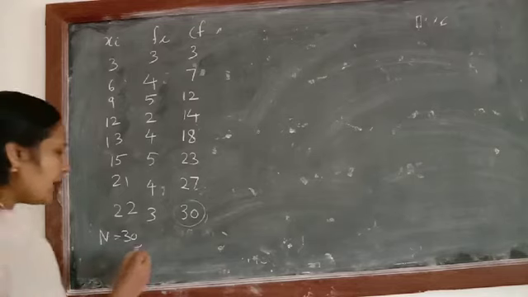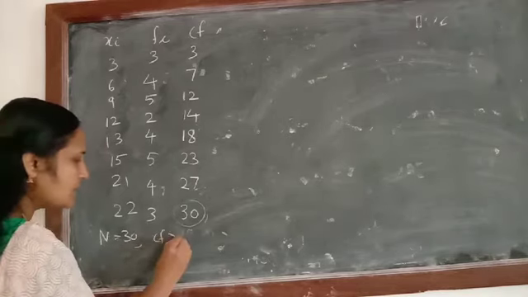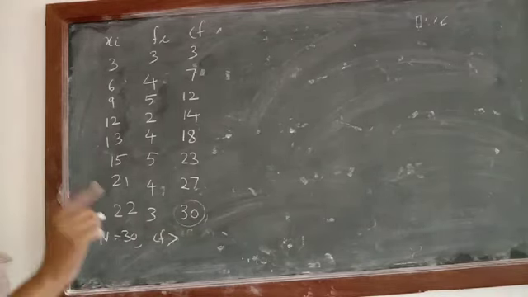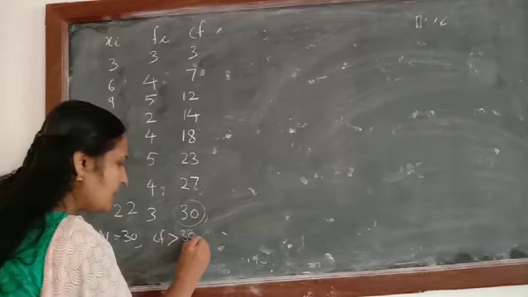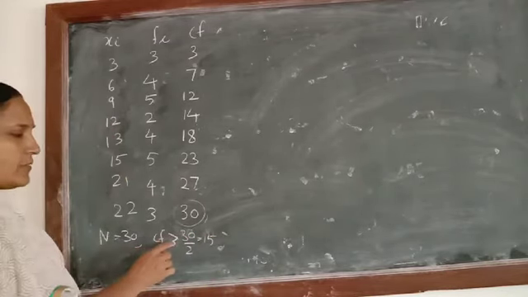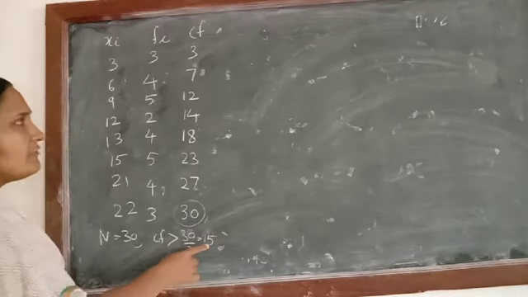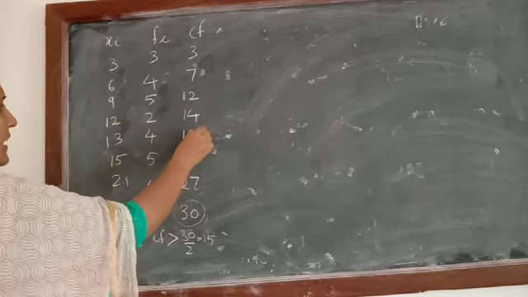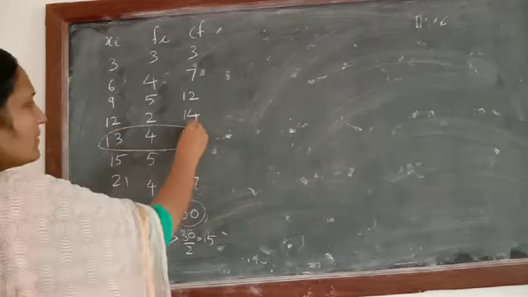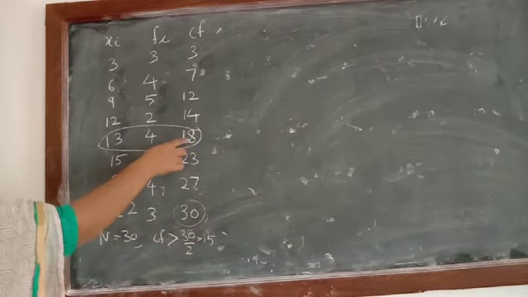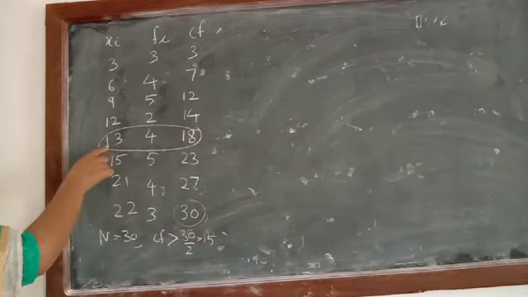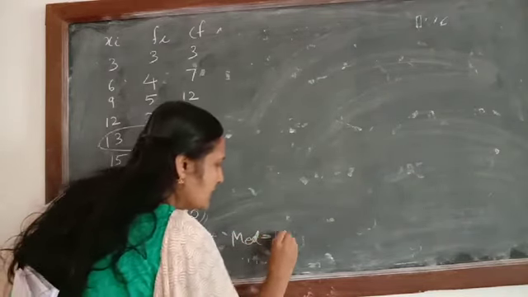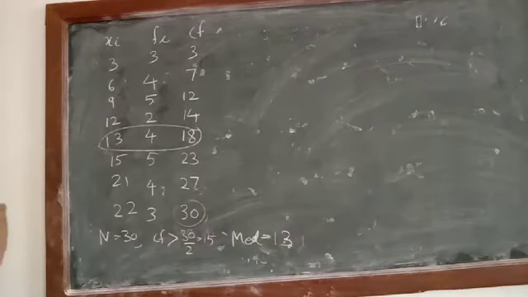After that, how do you check? We check the cumulative frequency which is just greater than n by 2. Just greater than 30 by 2 means we check the cumulative frequency which is just greater than 15. Yes, this is the cumulative frequency just greater than 15. And what is the corresponding value of xi there? 13. So our median is equal to 13.